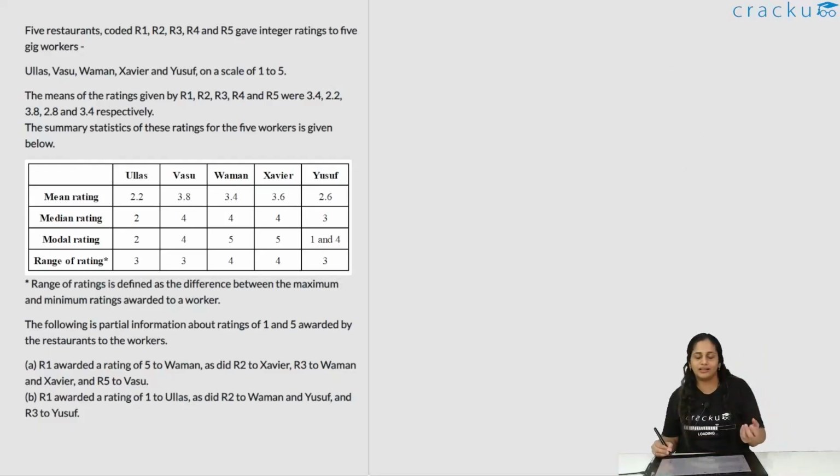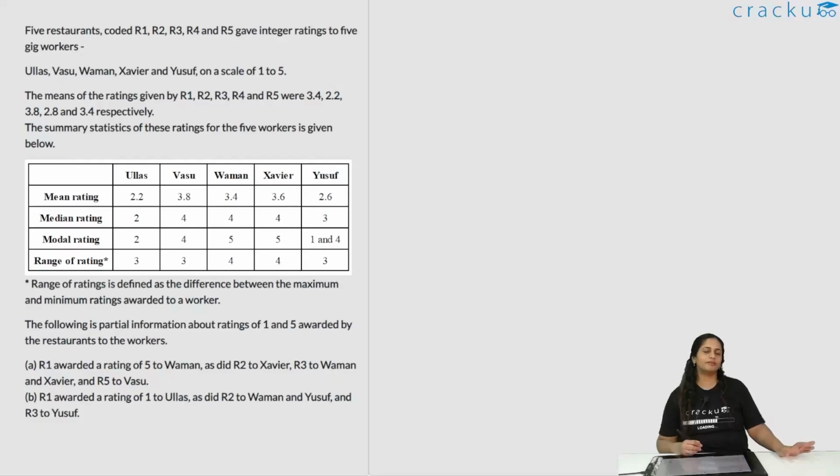These are all set theory concepts and they are not difficult concepts as such. So this information is given. Range of ratings is defined as the difference between the maximum and minimum ratings awarded to a worker. The following is partial information about ratings of 1 and 5 awarded by the restaurants to the workers. R1 awarded a rating of 5 to Vaman, as did R2 to Xavier, R3 to Vaman and Xavier, and R5 to Vasu. R1 awarded a rating of 1 to Ullas, as did R2 to Vaman and Yusuf, and R3 to Yusuf.